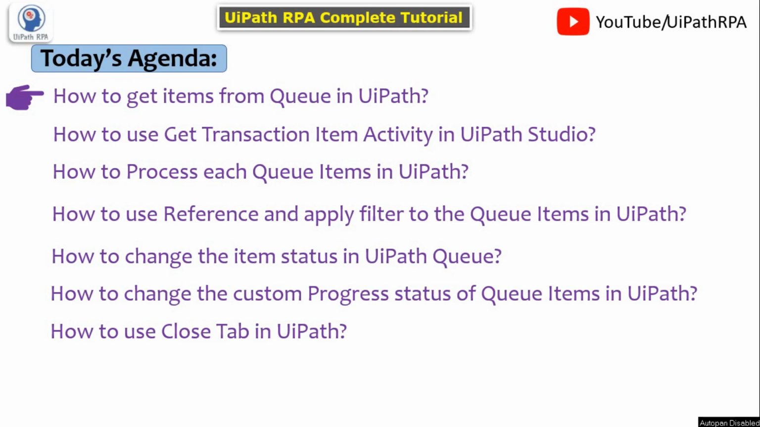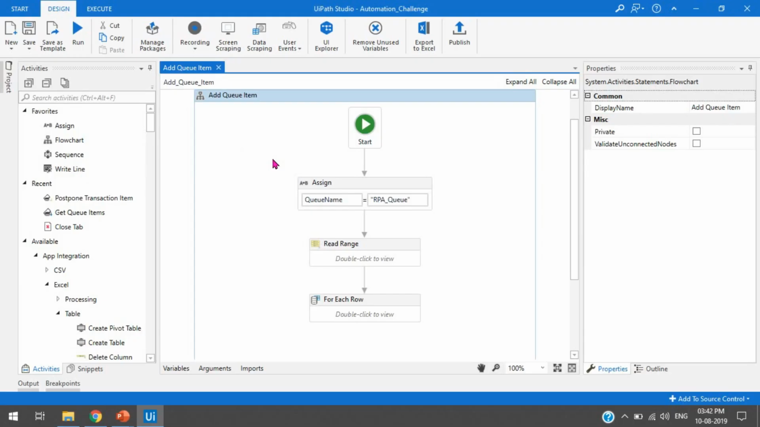So let's start practically. I'm not going to show you any theory part here. So let me open the UiPath Studio. As of now you know how to add items to the queue using Add Queue Item or Bulk Add Queue Items activity. Now I'm going to tell you how to get the items from the queue and process those items. I'm going to show you in the Orchestrator.